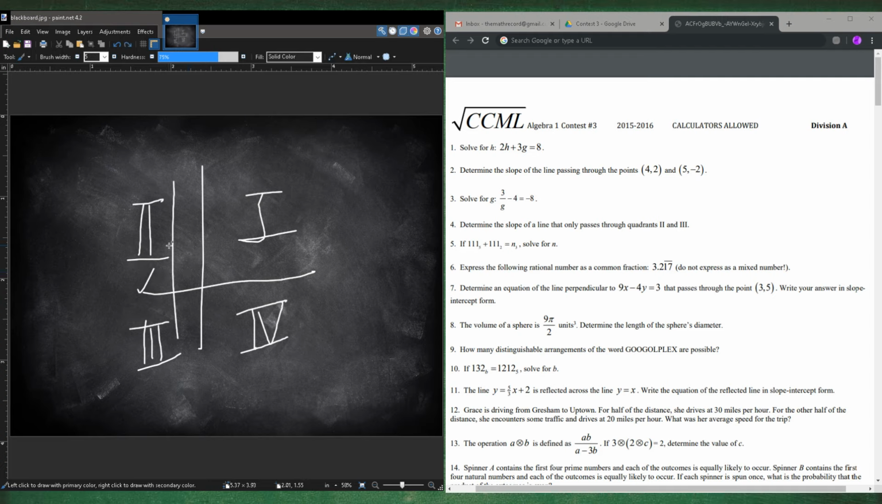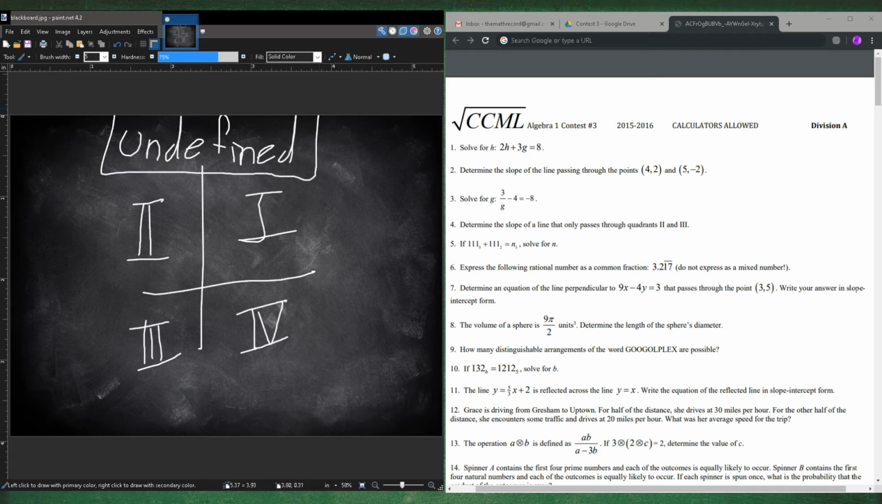So for this slope, it'll be undefined. Like for those types of graphs. So the answer is not 0, sorry. It is undefined. There is a difference between 0 and undefined. Undefined slopes are like this, 0 slopes are like this.